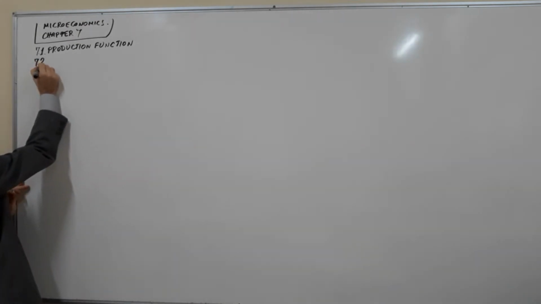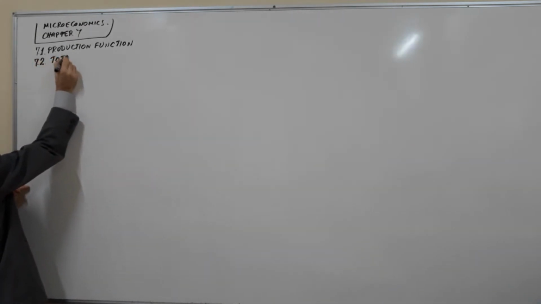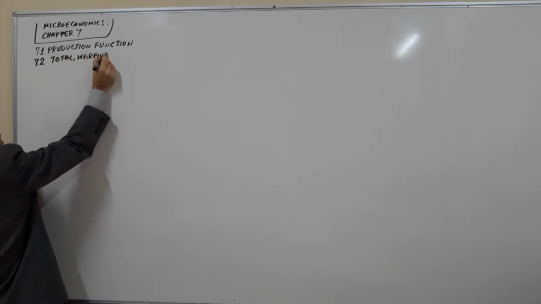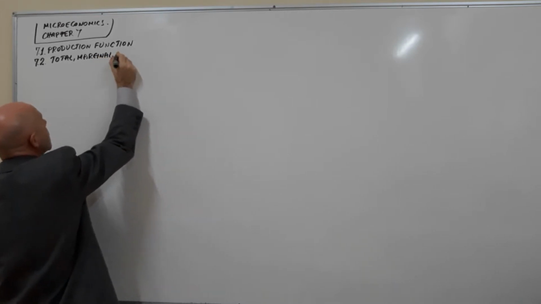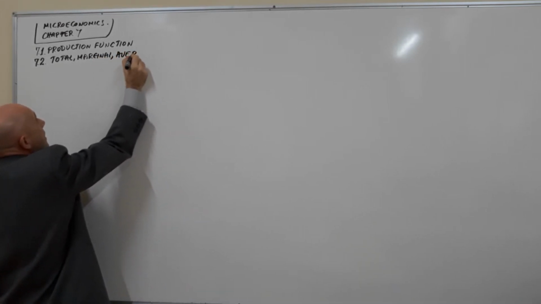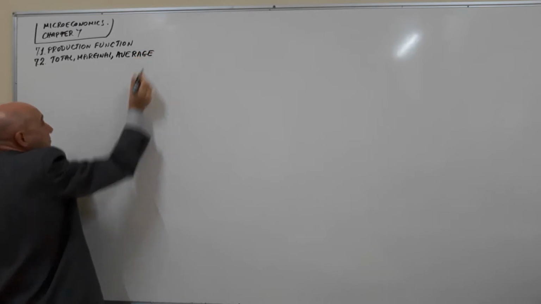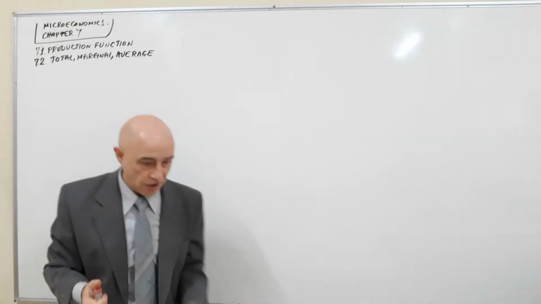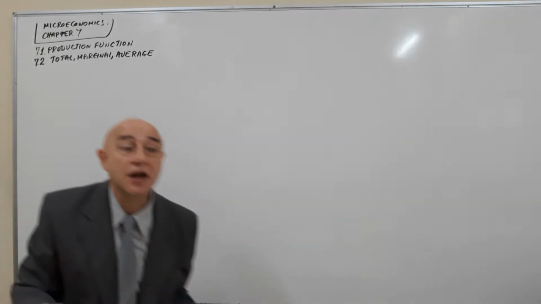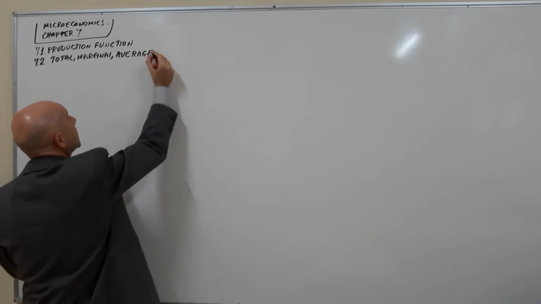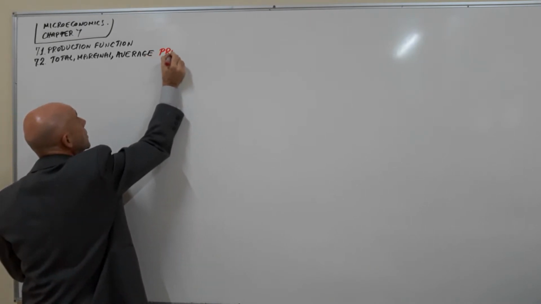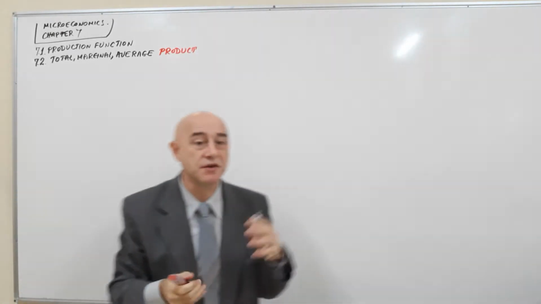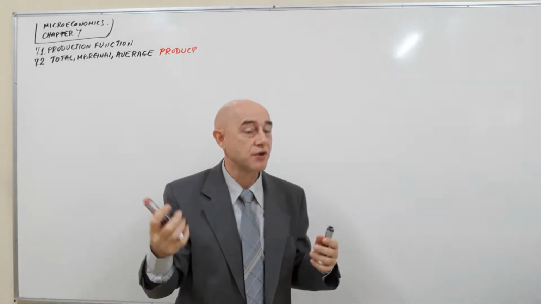Then in 7.2, we discussed total, marginal, and what was the other one? Average. And now I'll write it here in red color. The word is product. We are talking only about product, as in number of glasses, number of books, number of phones.